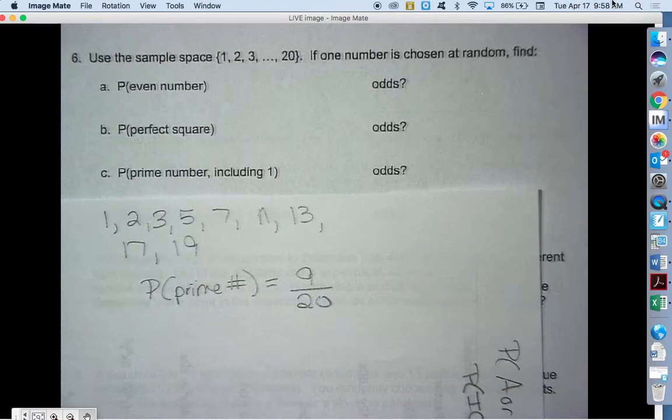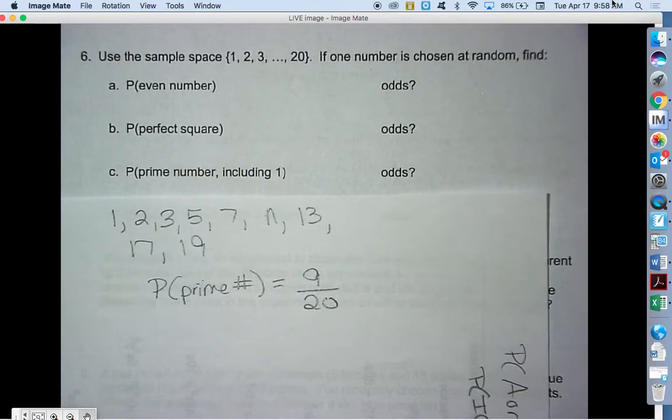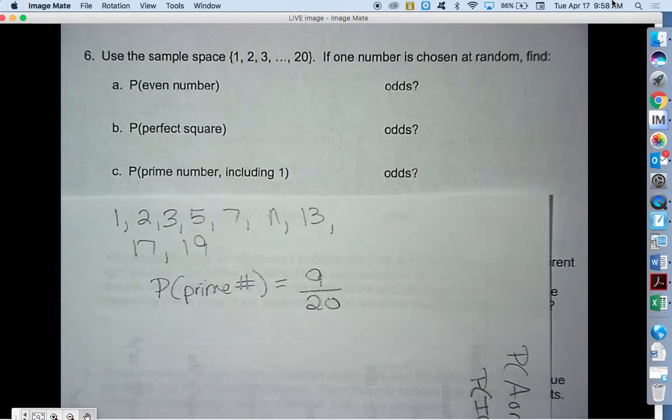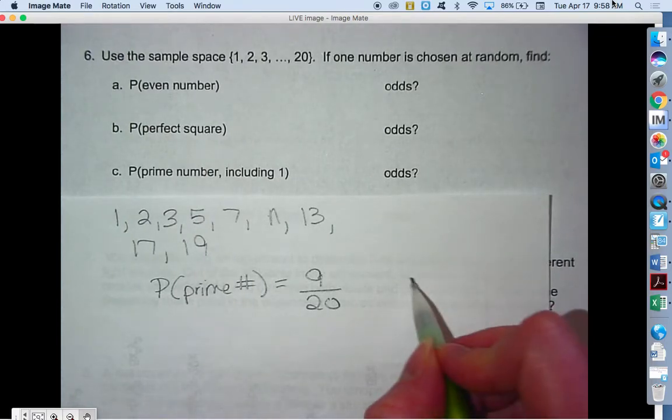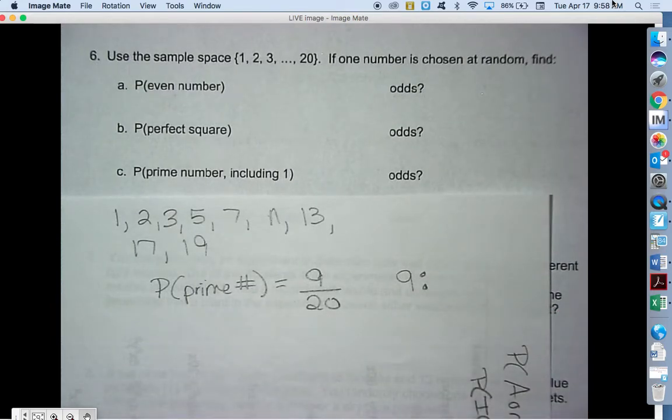1 minus 9 is an 11. No. Oh, 1 minus 9 20ths? Yeah. Okay, sorry. Did you say 9 20ths? I said 9 minus... Okay, sorry. You're quiet. Oh, come on. So 1 minus 9 20ths would be 11 20ths.